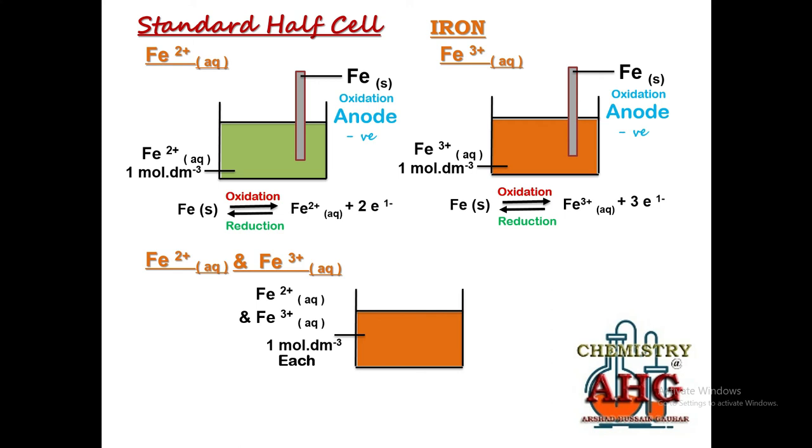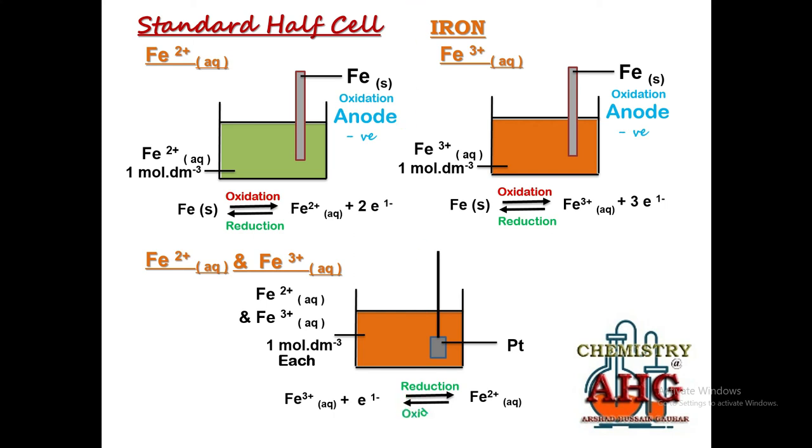In such cases, whenever you are given such a half cell, what you will have to do, you will have to use platinum as an electrode. Why? Because platinum will act as an inert electrode, and it will help to establish an equilibrium between Fe2 plus and Fe3 plus.